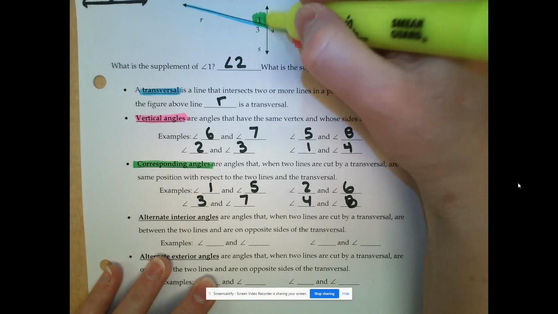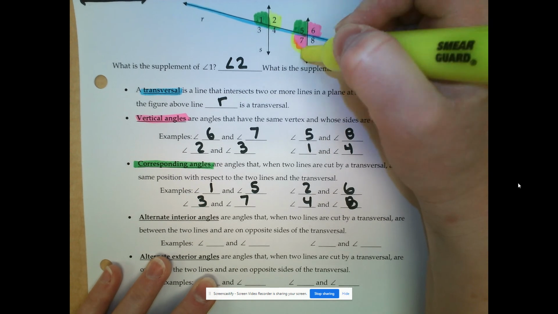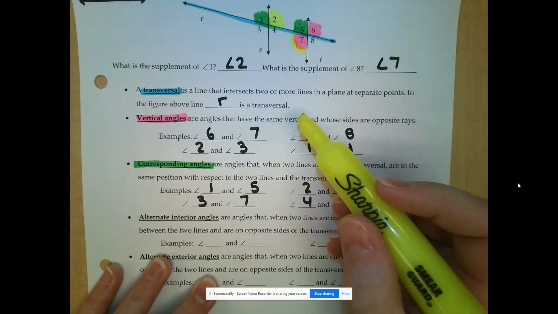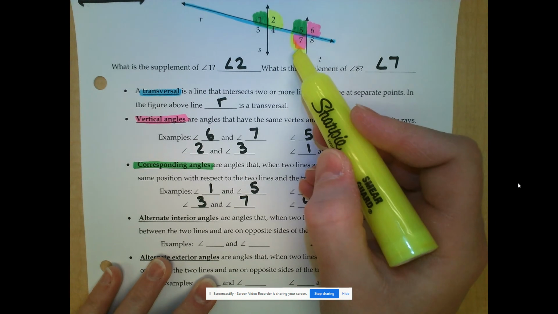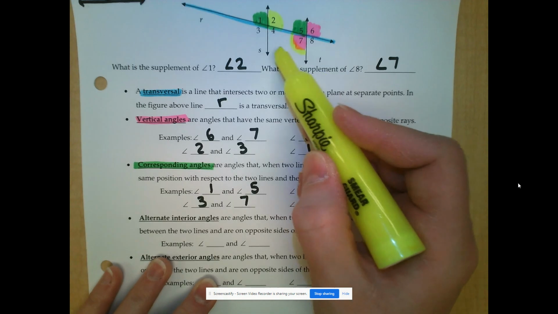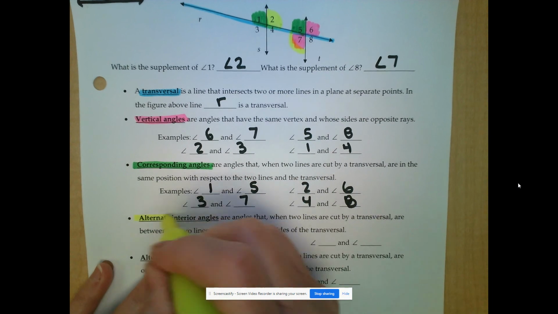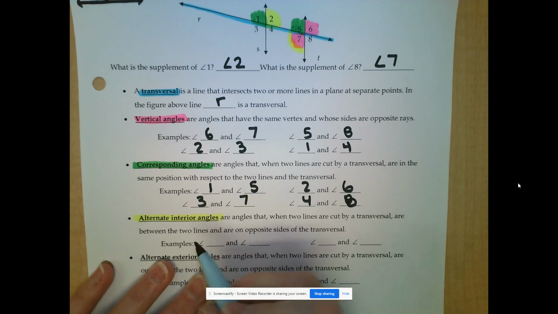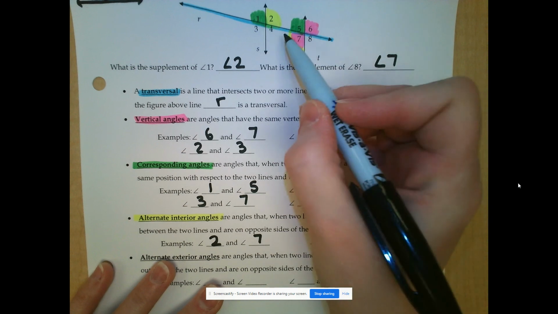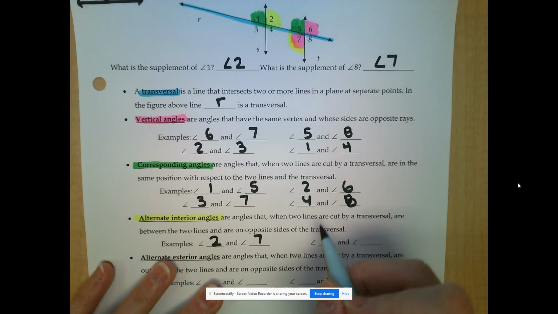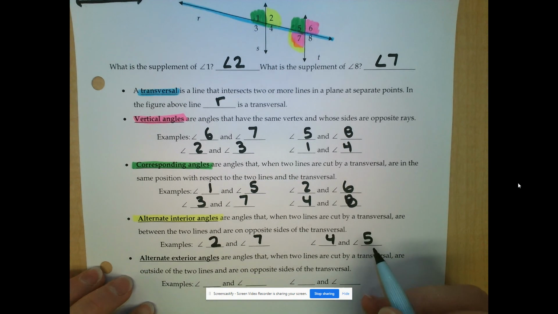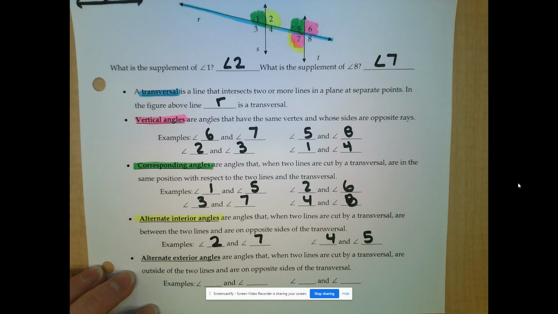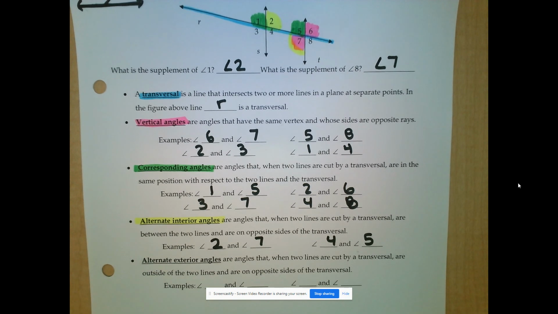So in this case, we could say angle 2 and angle 7 are alternate interior. 2 is above, 7 is below the transversal, and they're both inside the highways. So alternate interior angles, angle 2 and angle 7. The other pair inside the highways, angle 4 and angle 5. One above, one below.